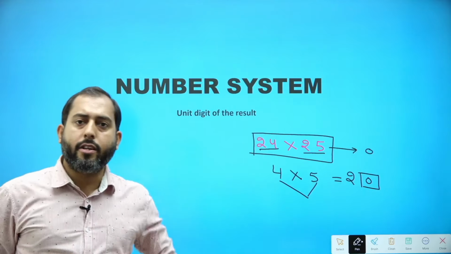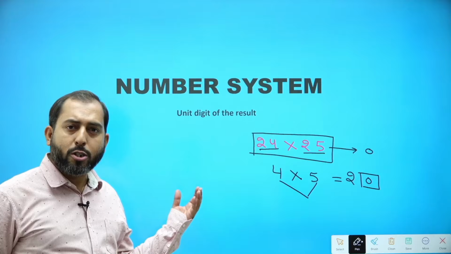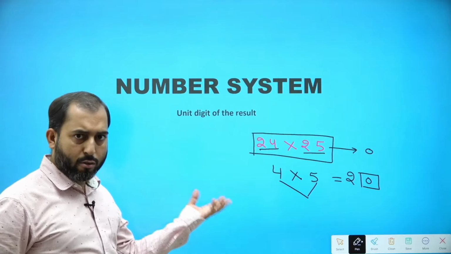I hope this is clear to everybody. Now this is the meaning of the theme. Let's understand some shortcuts, some fundas related to this theme.